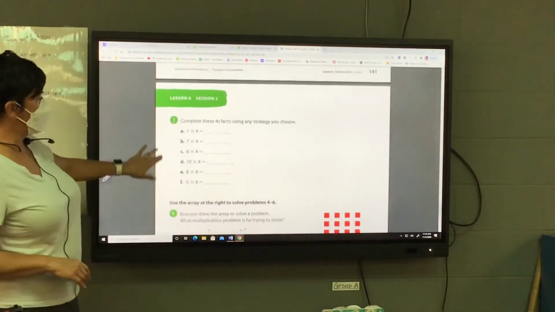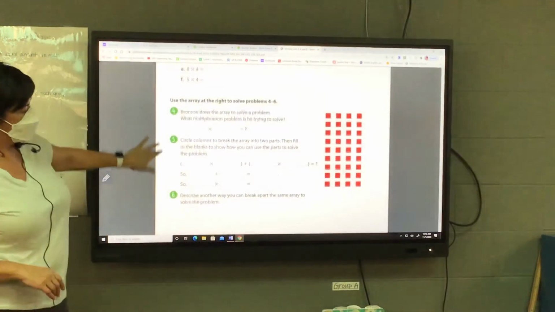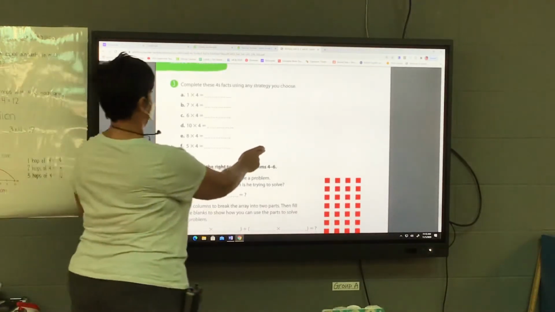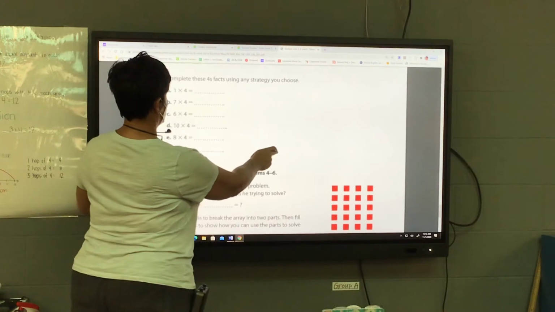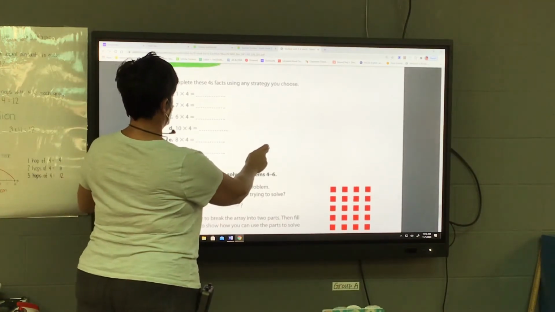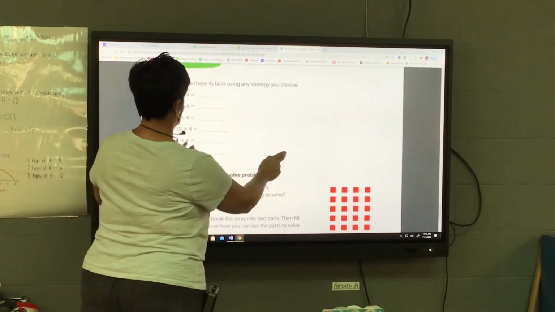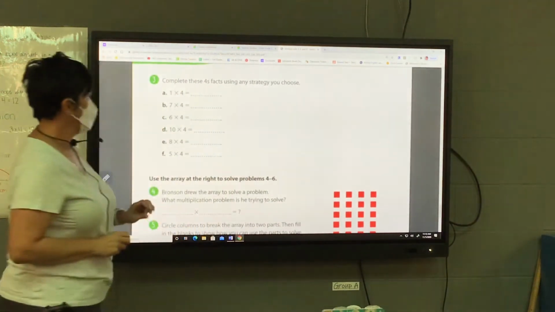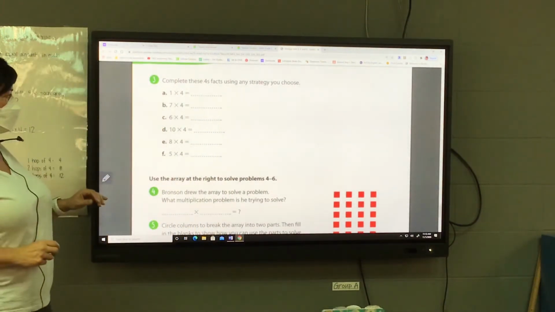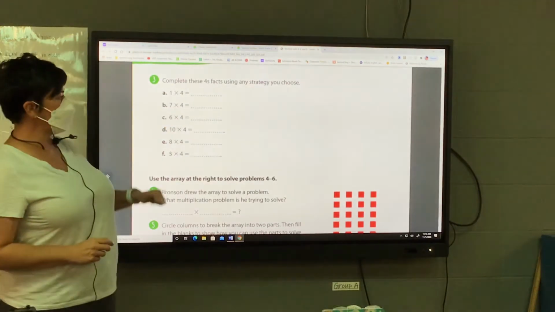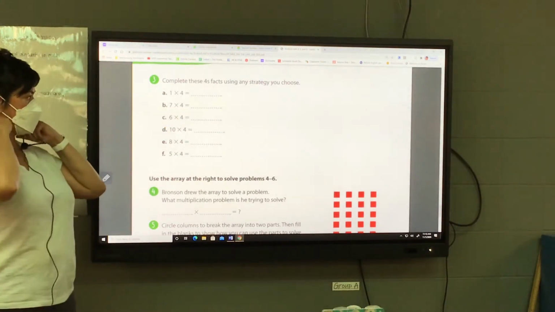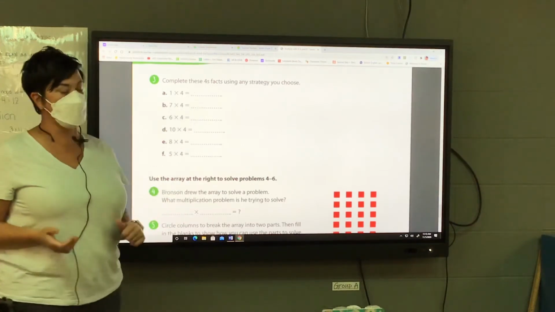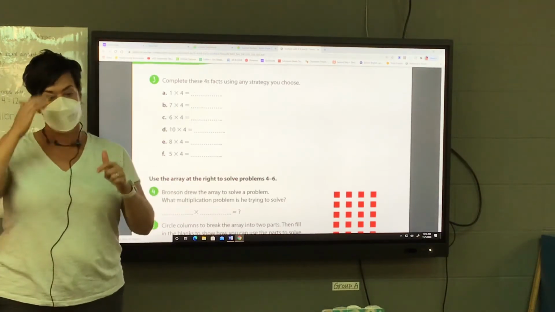Okay, let's look at page 142, number 3. Okay, so number 3. Complete these 4 facts, or 4's facts, excuse me, using any strategy you choose.